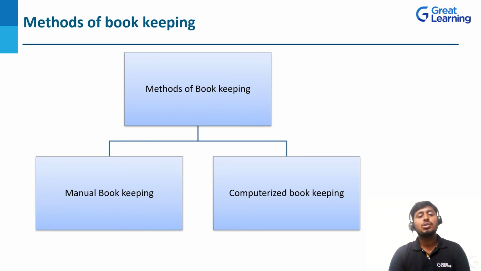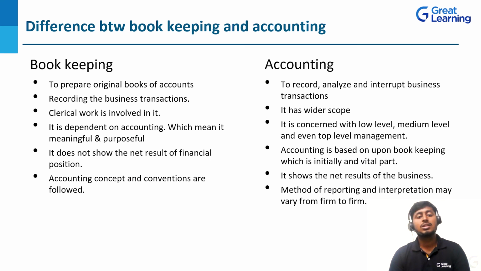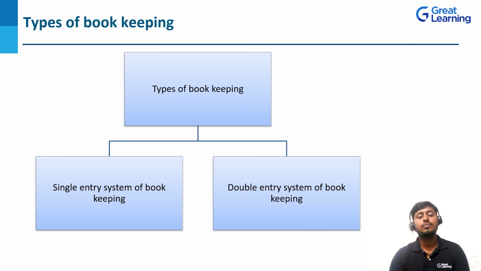Next, methods of bookkeeping. So we have 2 different methods of bookkeeping. That is, first one manual bookkeeping and second computerized bookkeeping. That is the traditional method and the modern method. Next, we have discussed the difference between bookkeeping and accounting. So what are the major differences between bookkeeping and accounting?